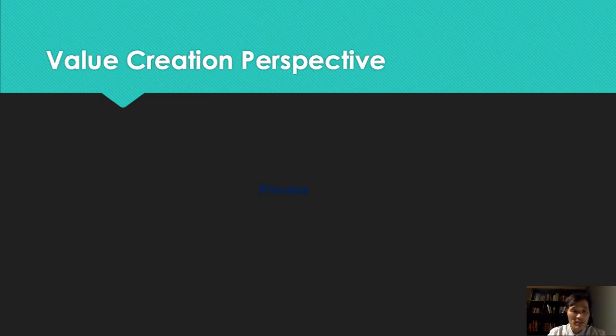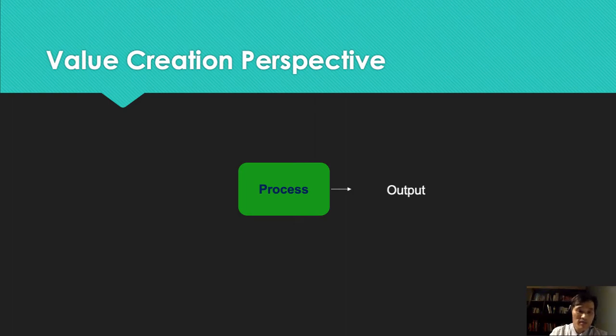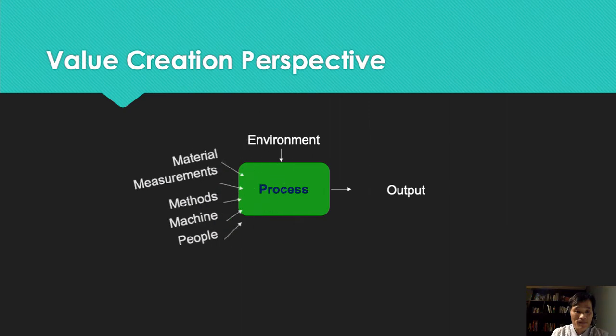So let us take a look at operations management from value creation perspective. Operations management can be called a process. What kind of process is it? It's a process to create output out of many activities. And this process is surrounded by environment. It could be work environment or political environment or cultural environment. Many policies might be going into this process.